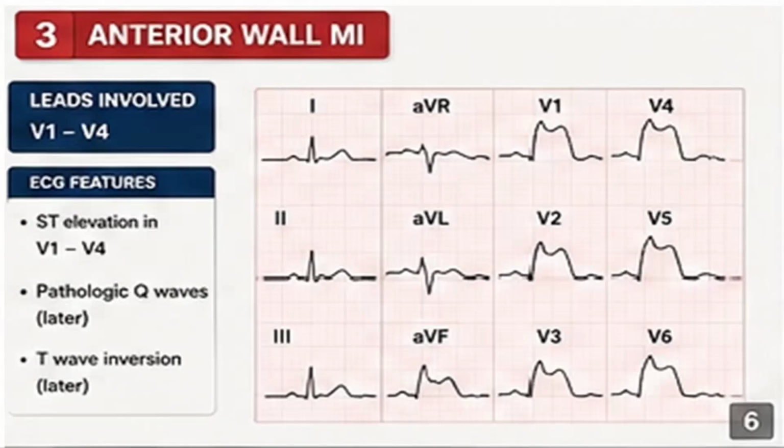Anterior wall MI. Basically, anterior wall MI affects the front wall of the left ventricle. The affected leads are V1 through V4, and ECG findings include ST elevation in V1 to V4 leads, later development of pathological Q waves, T wave inversion during recovery. This usually indicates blockage of the left anterior descending artery, commonly called the LAD.